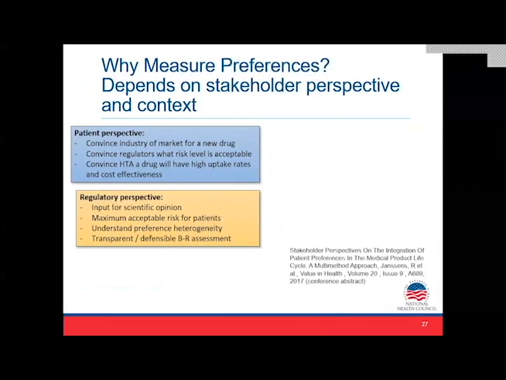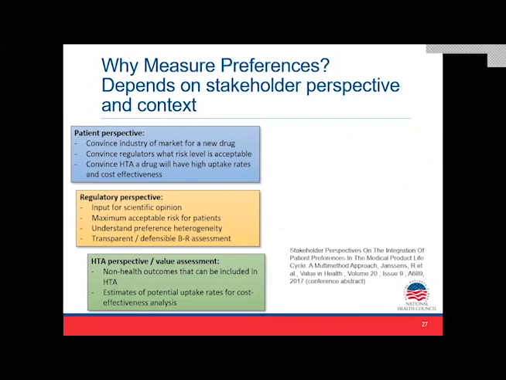And so if preferences can help them make a transparent and defensible decision, it's valuable. Now, the HTA or payers for reimbursement, it considers similar issues, but they'll also think about outcomes that are not benefits and risks, like cost, for example, that can be included in their analysis. And they're going to care about patients' uptake rates for cost-effectiveness analysis, because ultimately that kind of information gets used to decide if they're going to reimburse.